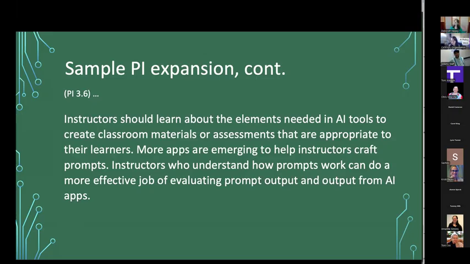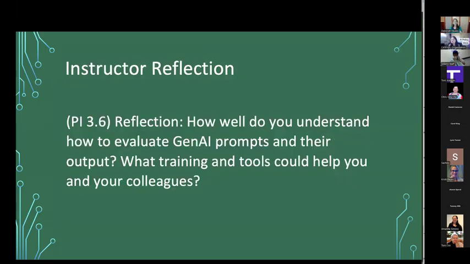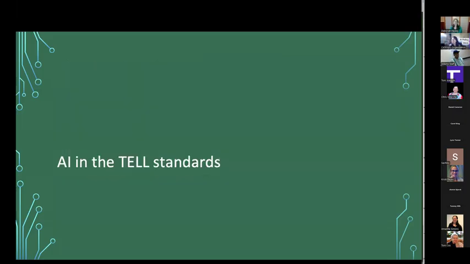So this is the basic format here, that you see the about the standard itself, several performance indicators, typically 4 to 7 in each of the standards, and then an expansion, a reflection. And so this is a sample reflection. How well do you understand how to do this? What training and tools could help you and your colleagues? So things to think about as you want to meet that performance indicator. So it's just a deeper reflection on this. So that's the basic format of them.